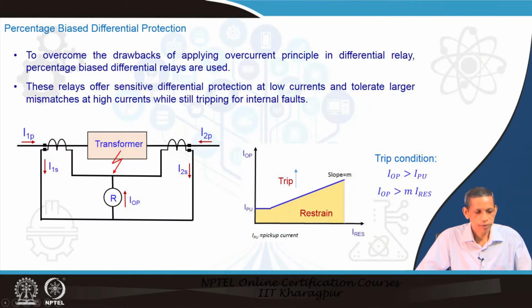The solution to that, if you see the different literature and available relaying principles, is that most of the relays use percentage bias differential protection in a numerical platform. We see that these relays offer sensitive differential protection even at low currents and tolerate larger mismatch at high currents, also during CT saturation and other issues like magnetic inrush and over-excitation, which the overcurrent relay finds challenging.